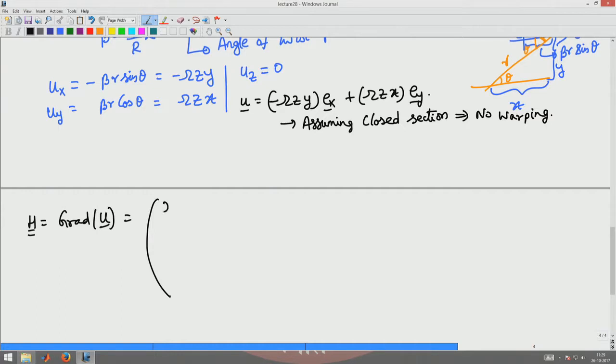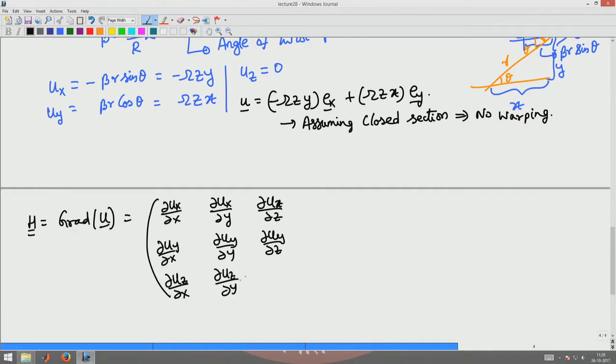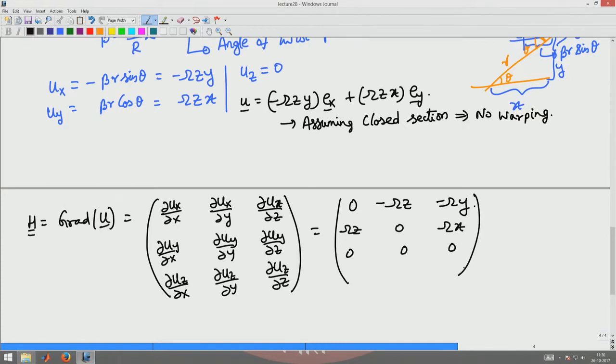So this would be dou u x by dou x, dou u x by dou y, dou u x by dou z; dou u y by dou x, dou u y by dou y, dou u y by dou z; dou u z by dou x, dou u z by dou y, dou u z by dou z. If I substitute the components of displacement into these components, I will get 0, minus omega z, omega y; omega z, 0, minus omega x; 0, 0, 0. Right?